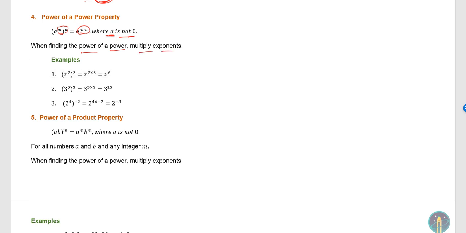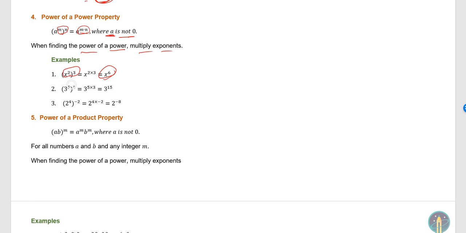Let's look at examples. So x squared all to the third. So multiply the 2 and 3. So you get x to the 2 times 3, which is equal to x to the 6th, because 2 times 3 gives you 6.